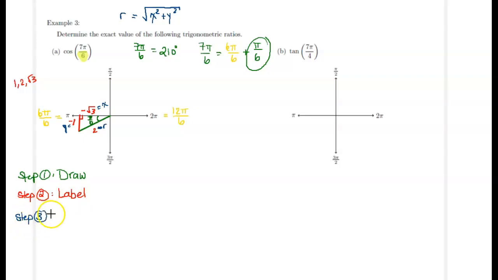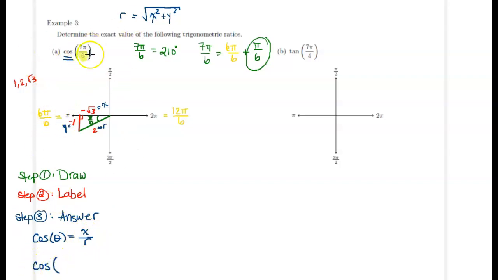Okay, so step 2 I have labeled, and finally, step 3 is my answer, or the ratio that they've asked for. So I've already filled in my x, y, and r, but they want the cosine. So let's just remember that cosine of theta is x over r.